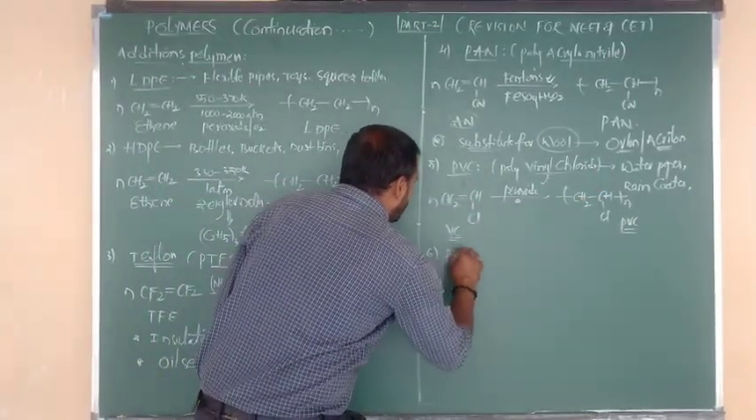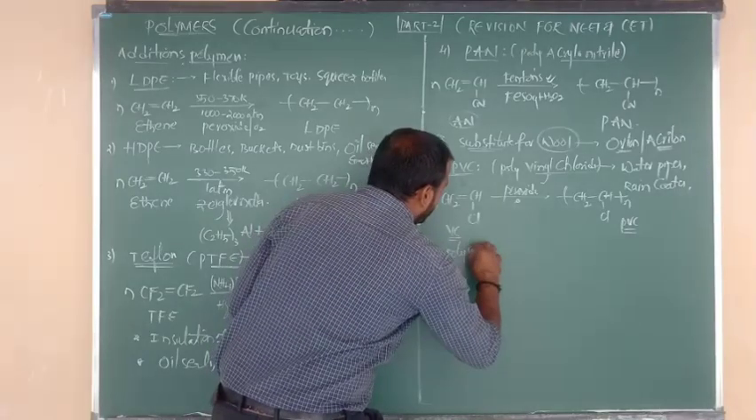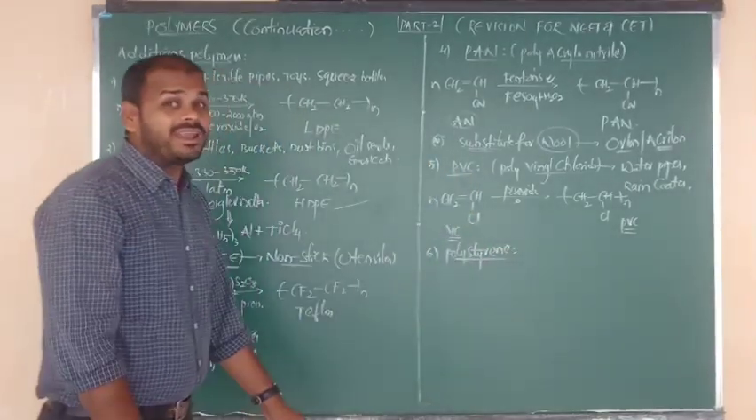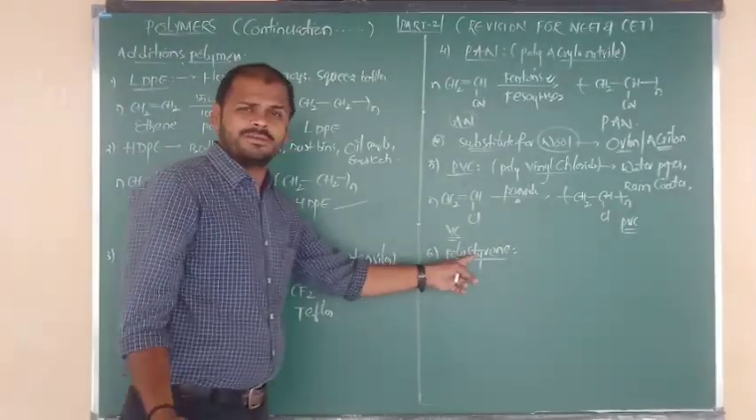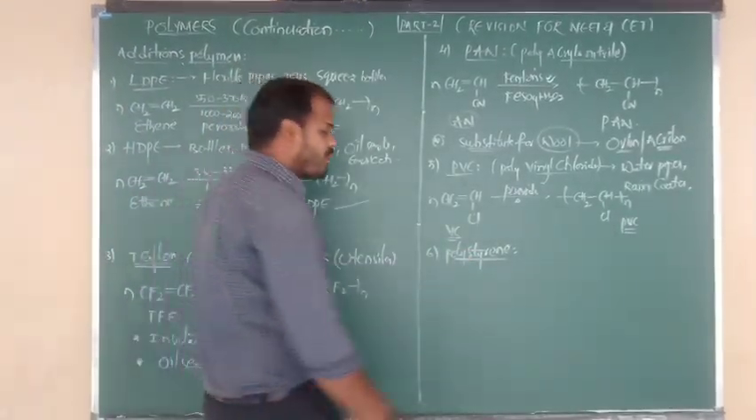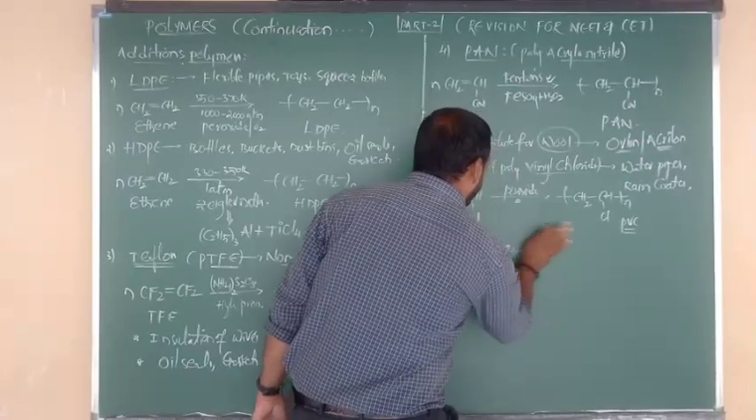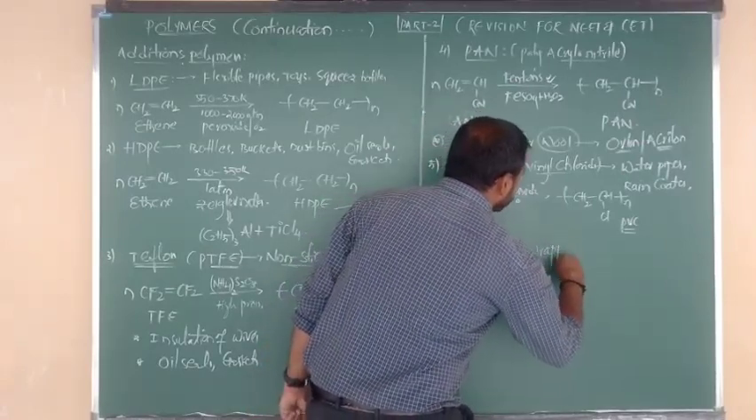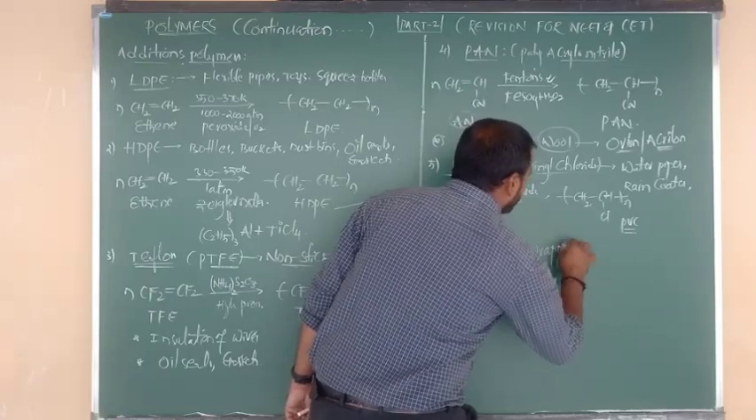Next one, try to remember, is polystyrene. What is the next addition polymer? Polystyrene. What is the monomer? Styrene is the monomer. Okay, so what is the use of polystyrene polymer? Polystyrene polymer is used in making wrapping materials.